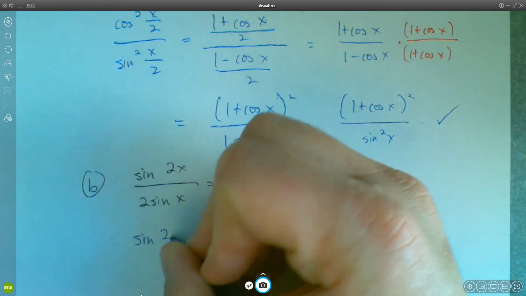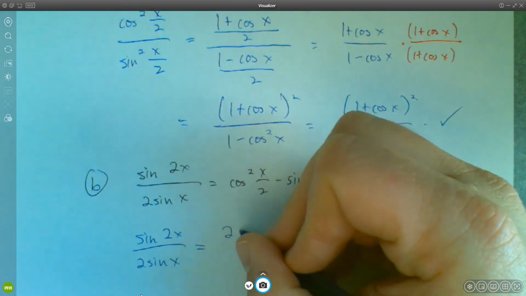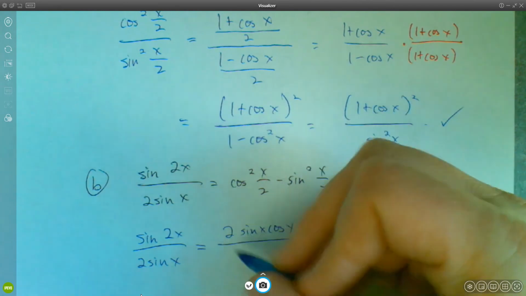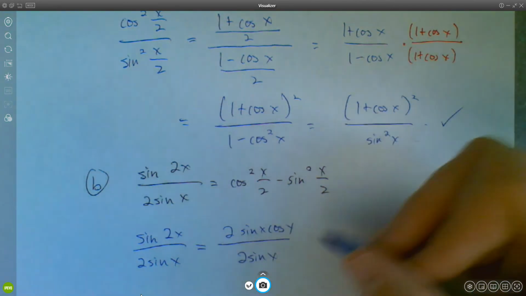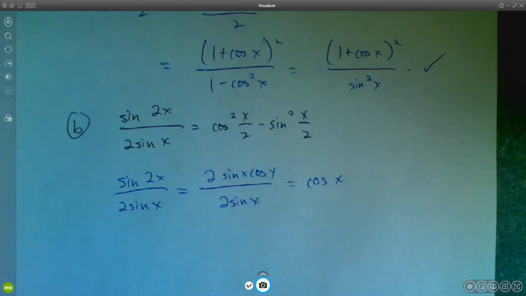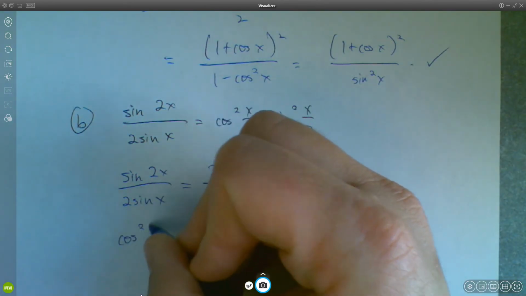I'm going to start with this guy. Because notice, the double angle identity here reveals that it's just cosine x. Okay? So the left-hand side is just cosine x at the end of the day. What about the right-hand side? I'm going to start there now.